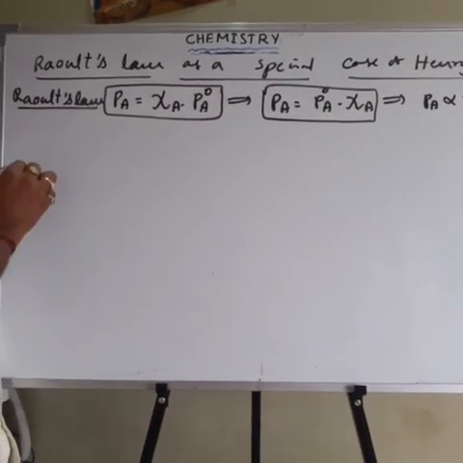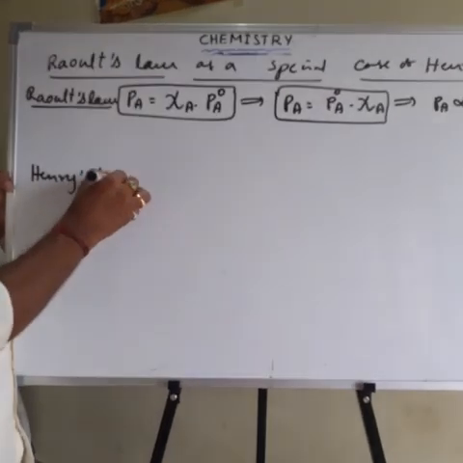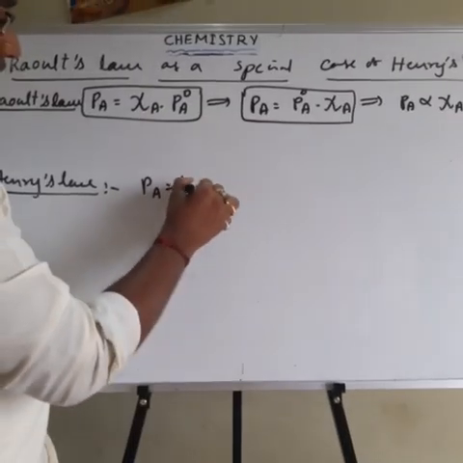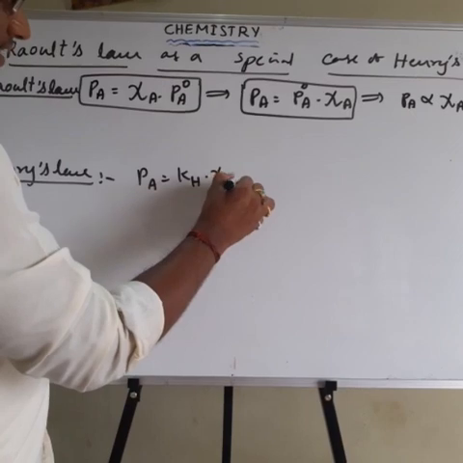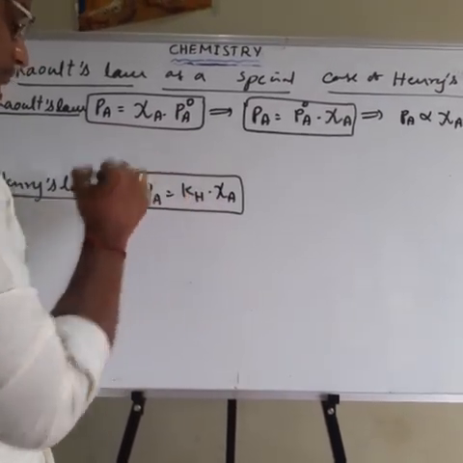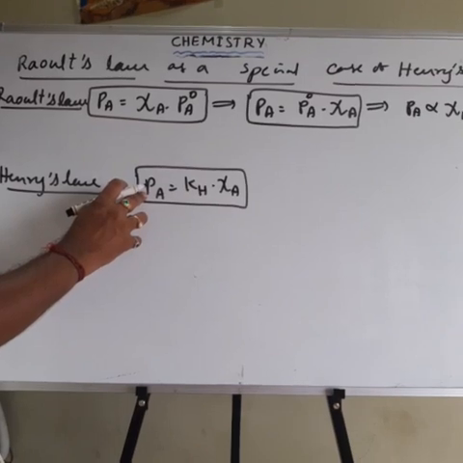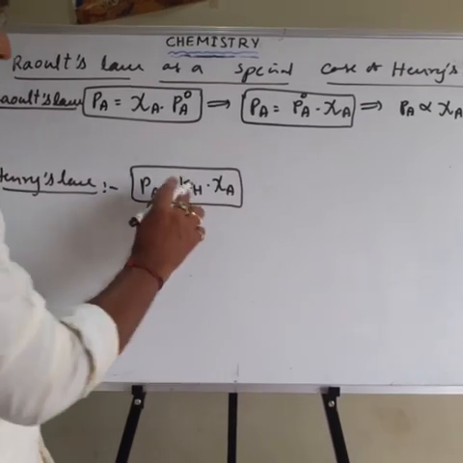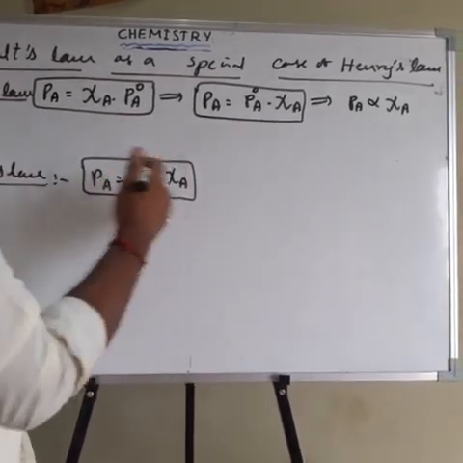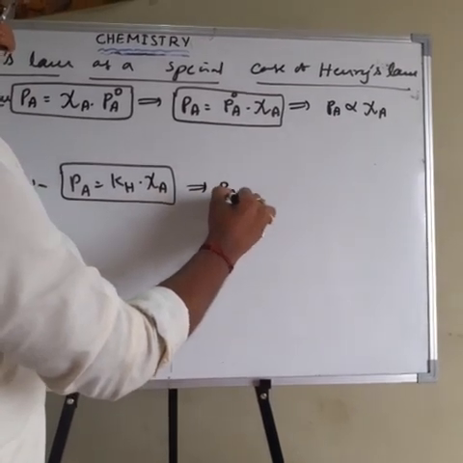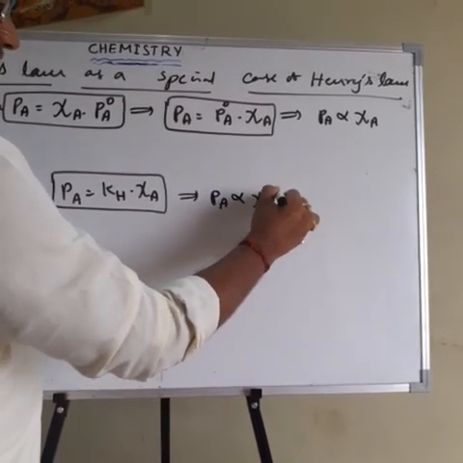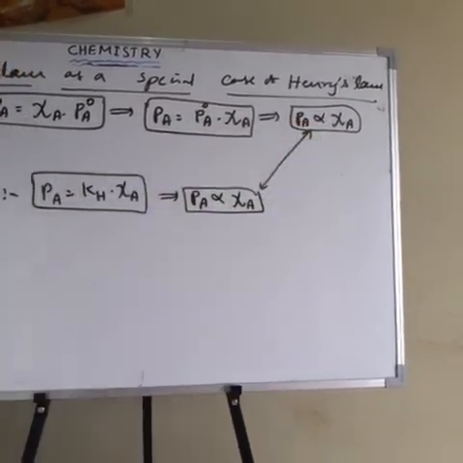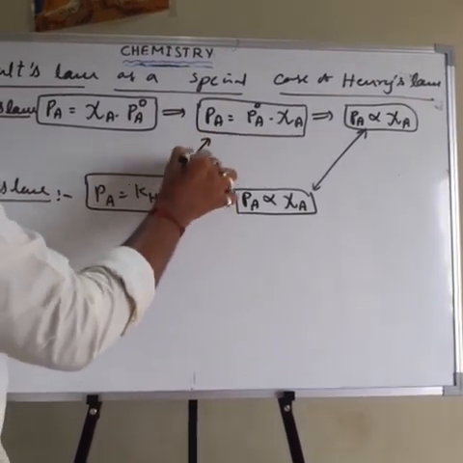Then next, what is Henry's law? Henry's law is PA is equal to KH into XA. It means the partial pressure of the gas in the solution is directly proportional to the mole fraction of the gas in the solution. Here KH is a proportionality constant. To remove the proportionality constant, PA is directly proportional to XA. So these two are also similar.